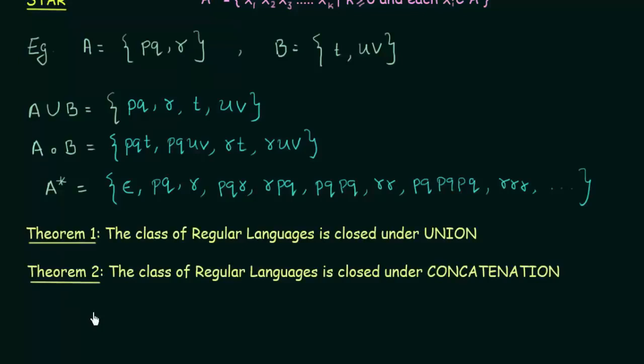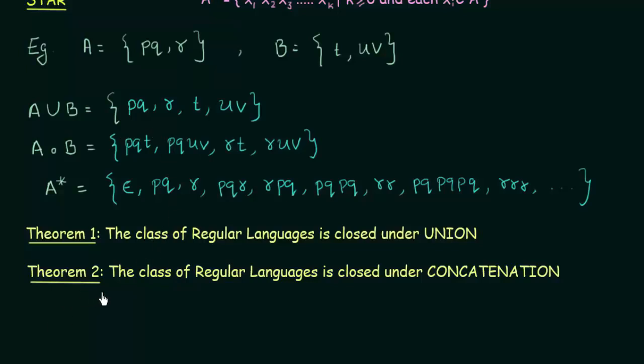Alright, so here are the two theorems. The first theorem says that the class of regular languages is closed under union. So what does this mean? This means that if you have two regular languages, suppose A and B are two regular languages, and you perform the union of A and B, then the union of A and B is also a regular language. That means the union of two regular languages is also a regular language. That is what it means.